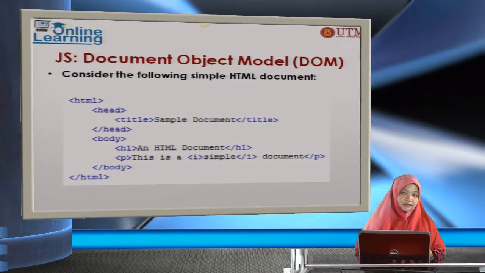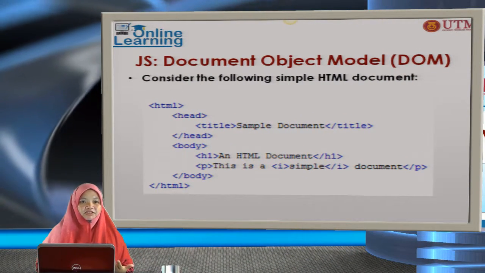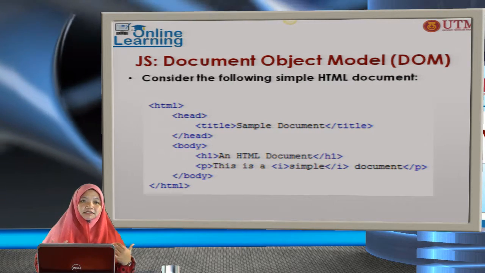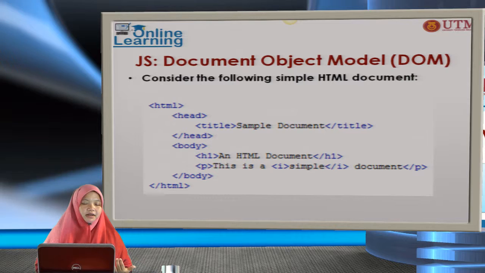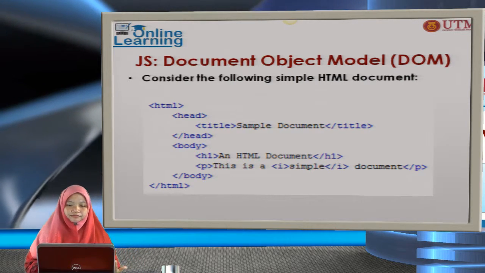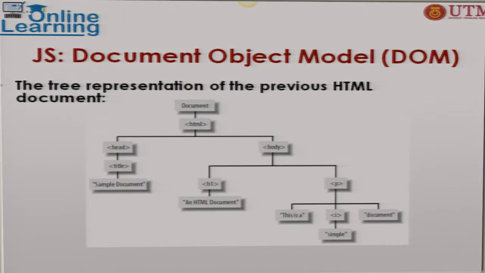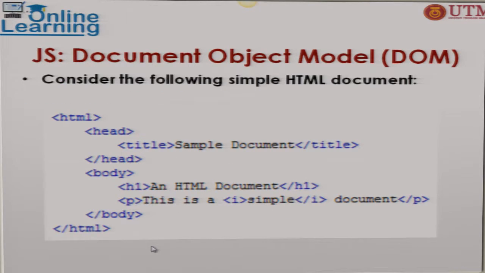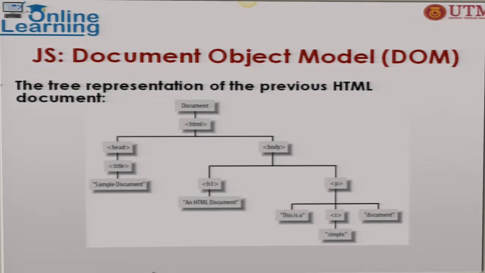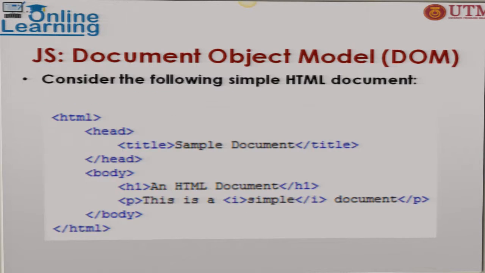This is just an example of a simple HTML document. From this code or HTML document, you can translate it into DOM. So this is a simple translation using tree representation if you apply DOM to your HTML document. You can see here, we start from document, the title of the tree. And then you start with HTML because you start with the HTML text here.